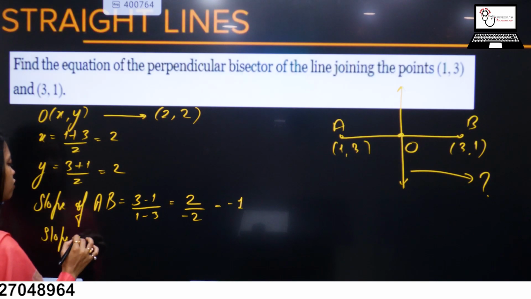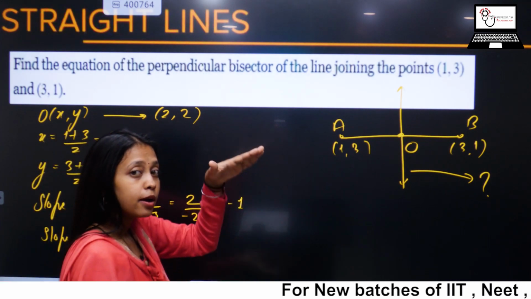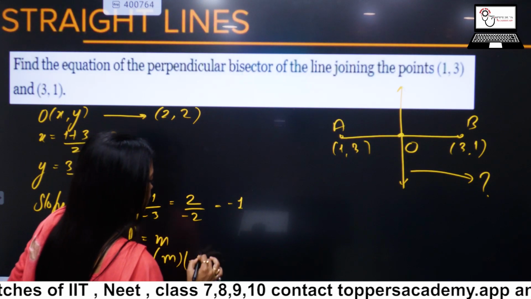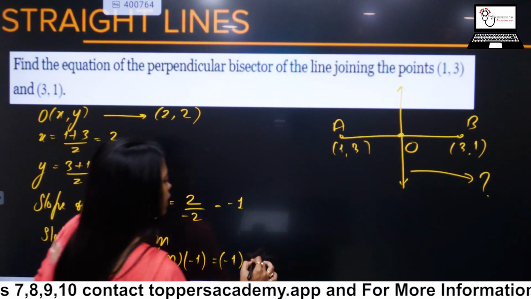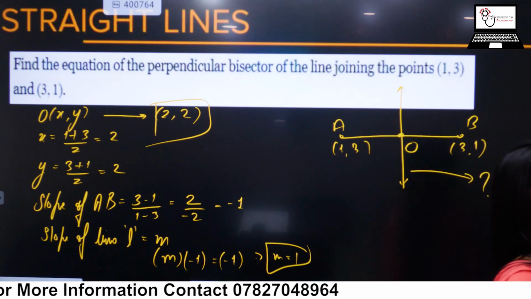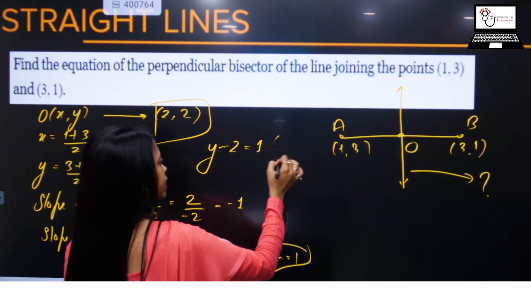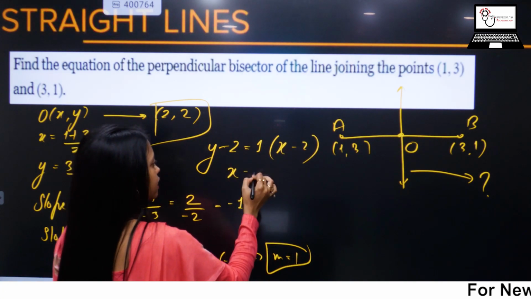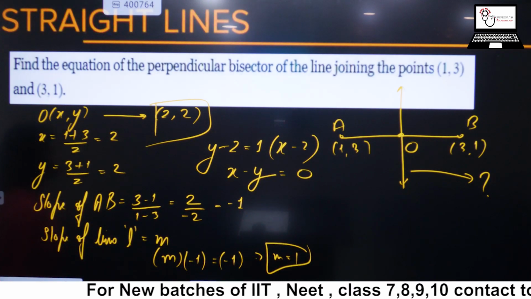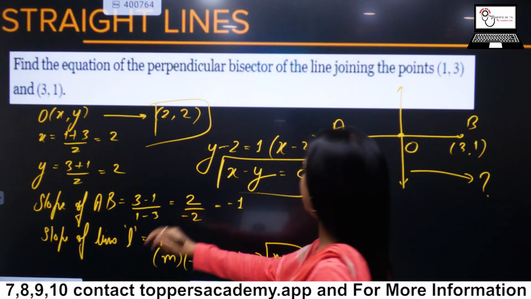If the slope of line L is m, we have a relation between them: m1 multiplied by m2 equals minus 1. So, the multiplication of these two is equal to minus 1. What is your m? It implies m is 1. You have slope, you have a point, you can find the equation of the line. Equation of line is given by y minus y2 is equal to slope times x minus x2. It is x minus y is equal to 0, it is x is equal to y. Okay, this is your answer.